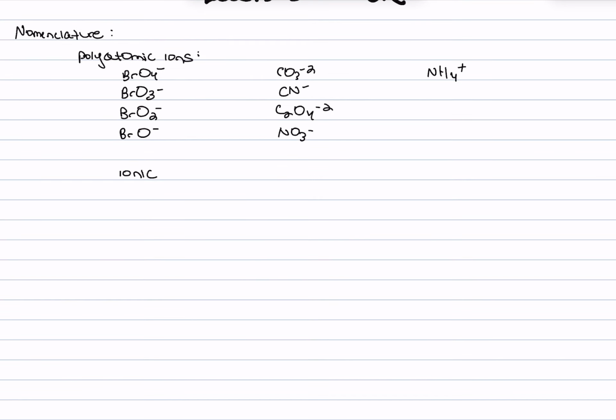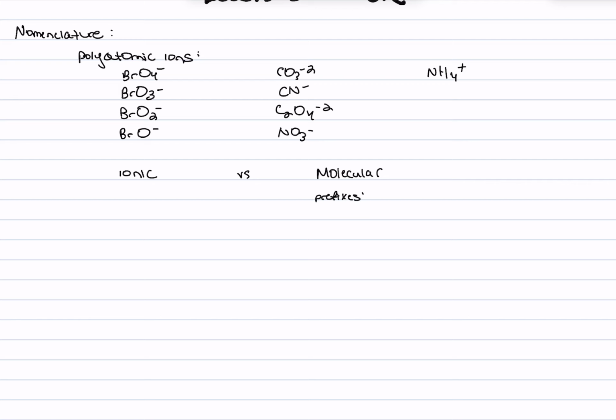There are general rules for naming ionic and molecular compounds, and something is ionic if it's a metal and a nonmetal, a metal and a polyatomic ion, a nonmetal and a polyatomic ion, or a polyatomic ion and a polyatomic ion. However, something that's molecular is always a nonmetal and a nonmetal.